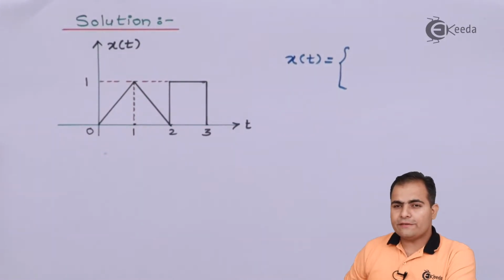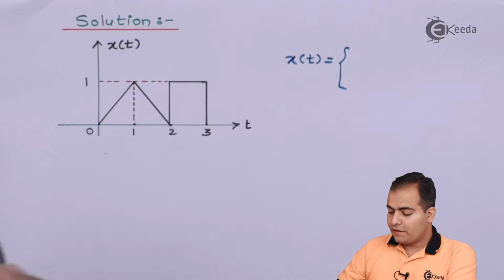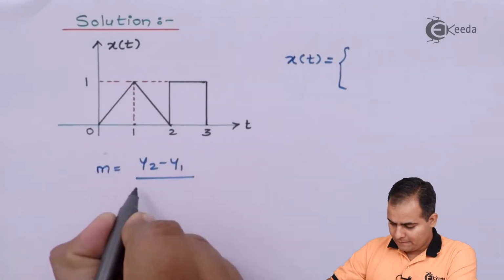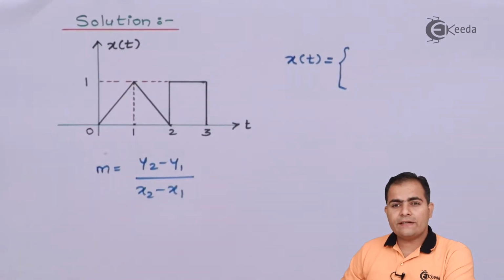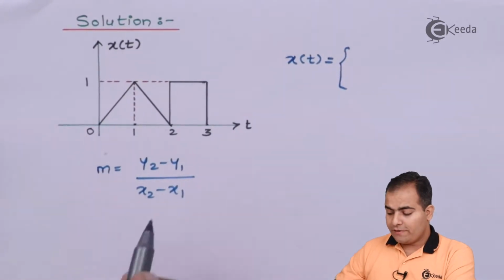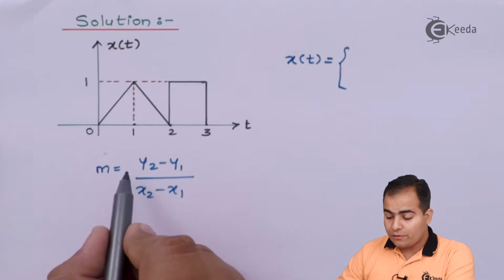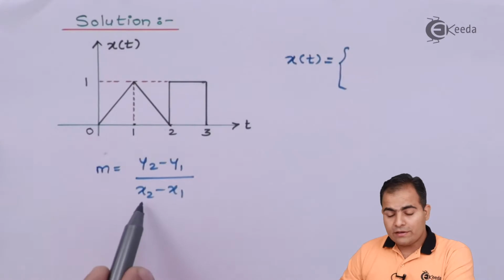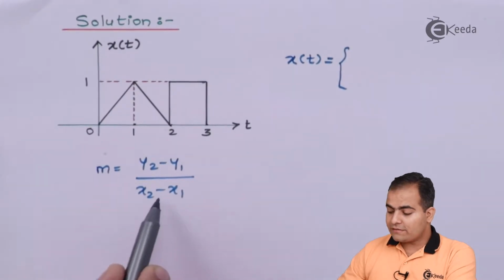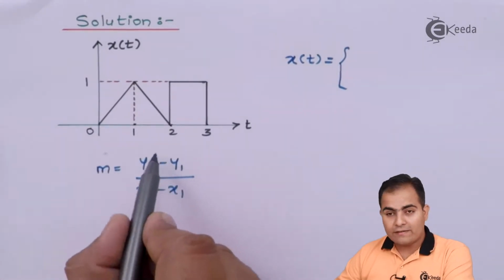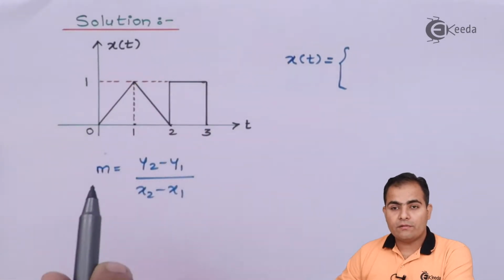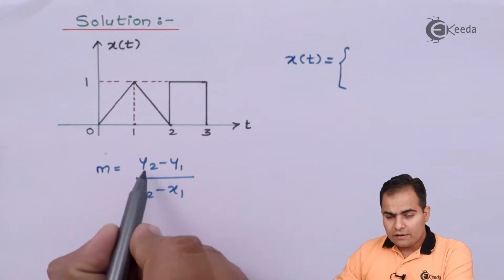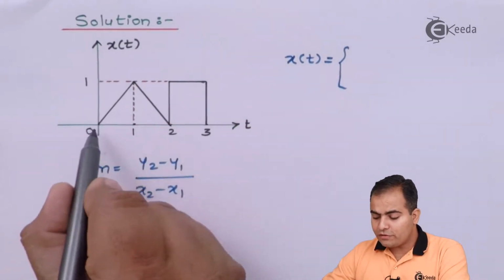You have studied the formula to find out the slope. That formula is m equals y2 minus y1 upon x2 minus x1, where y2 is the next value and y1 is the initial value, and similarly x2 and x1. The x value varies with respect to time, whereas the y value varies with respect to the y-axis, or you can say the amplitude axis.